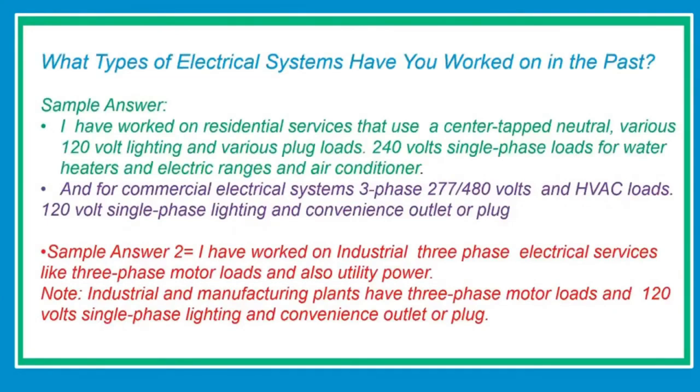What types of electrical systems have you worked on in the past? I have worked on residential services that use a center tap neutral, various 120 volts lighting, and various plug loads, 240 volt single phase loads for water heater and electric range and air conditioner. And for commercial electrical system, 3-phase 277 and 480 volts and HVAC loads, 120 volt single phase lighting and convenience outlet or plug.